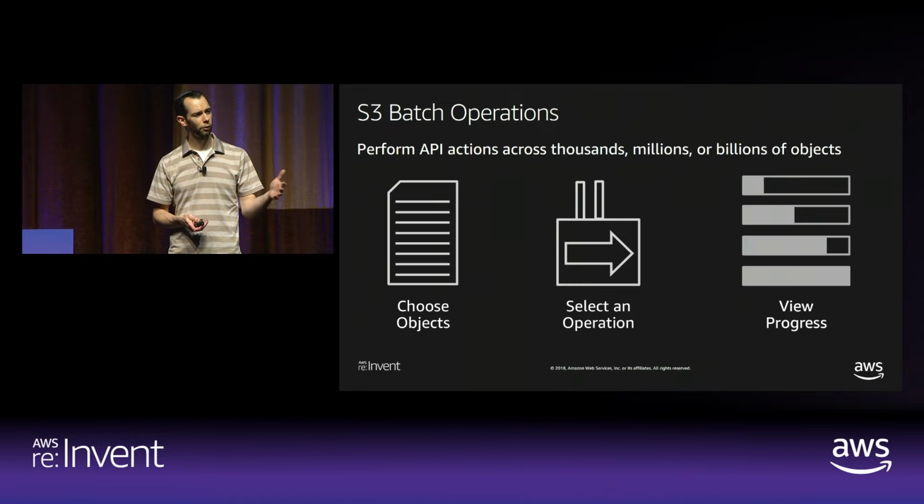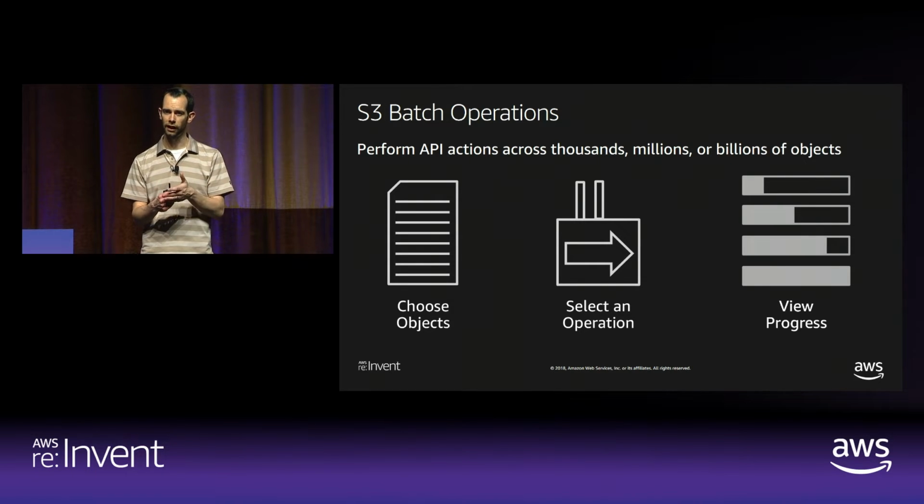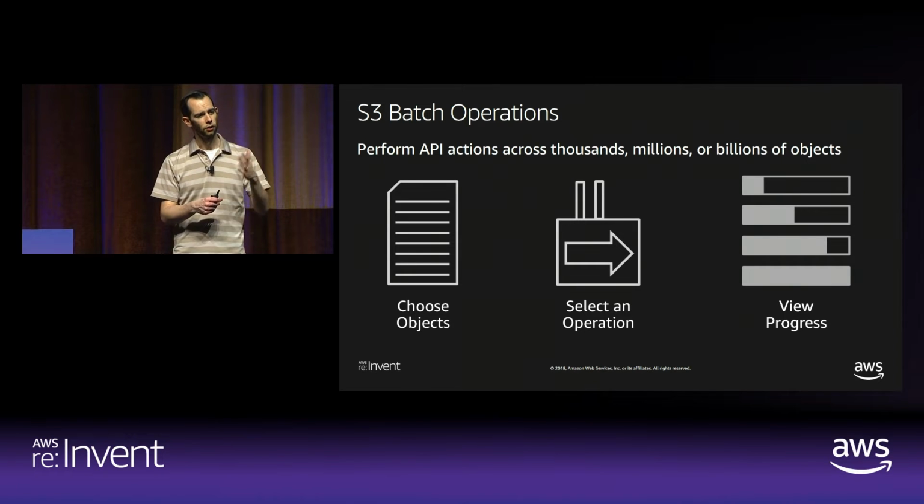And then on viewing the progress, everything from individual object progress, so you can see the count of successful and failed operations. You're going to be able to see and receive notifications when your job proceeds through different states. Your job initially goes to a new state, and then it goes into a preparing state as we're reading the manifest and seeing the full list of objects you submitted.